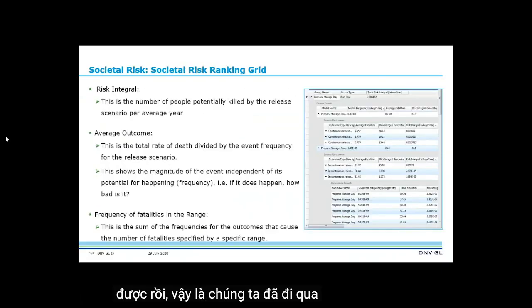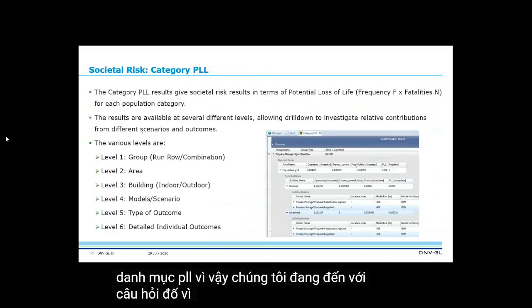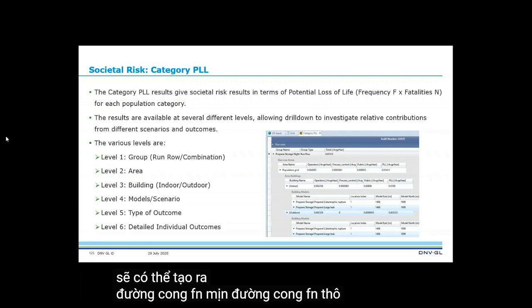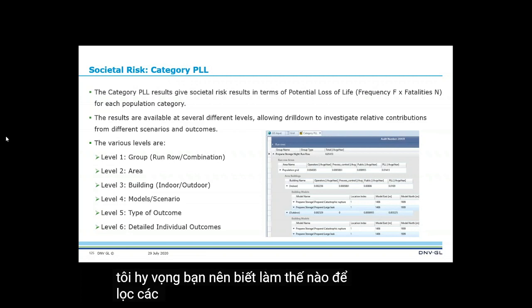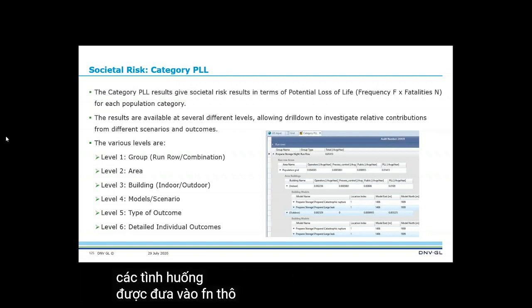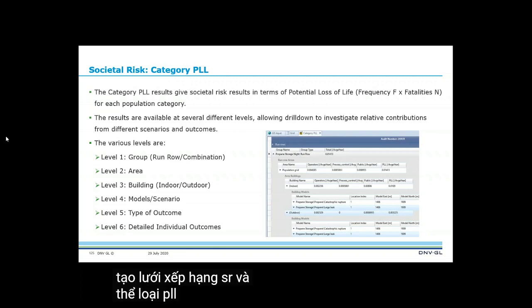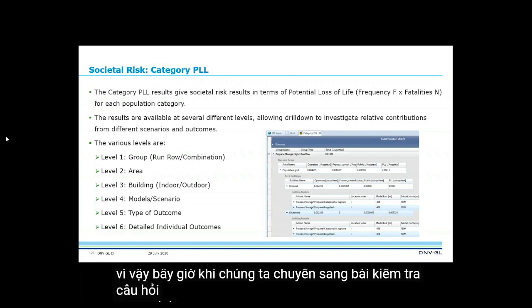Okay, so we have gone through the societal risk ranking grid and the category PLL. So we are coming to the quiz questions. I hope by now you should be able to generate the smooth FN curve and the raw FN curve. I hope you should know how to filter the scenarios, or select the scenarios to be included in the raw FN results. And then I hope you will also be able to generate the SR ranking grid and the category PLL. So now we move on to the quiz question.